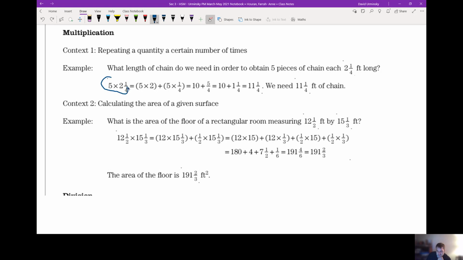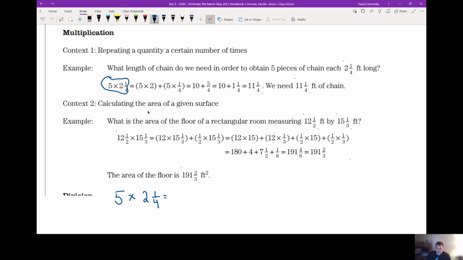So, we're having the same problem. We have these weird numbers, these weird fractions, these mixed fractions, and you want to know how to multiply them. What you could do, well, let's work through the way they've done it. So the problem here is to multiply 5 by 2 and a quarter.